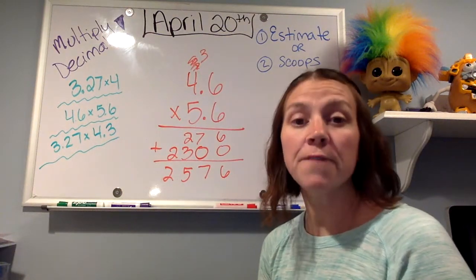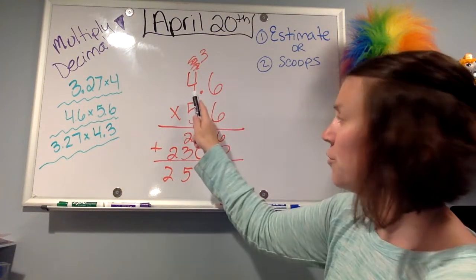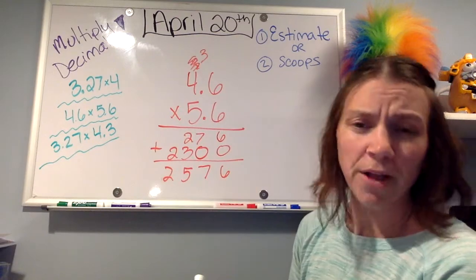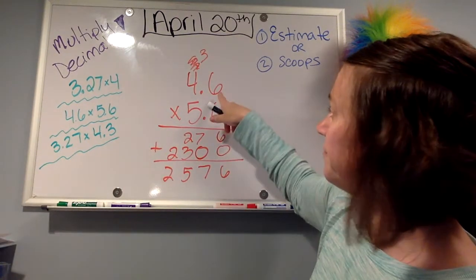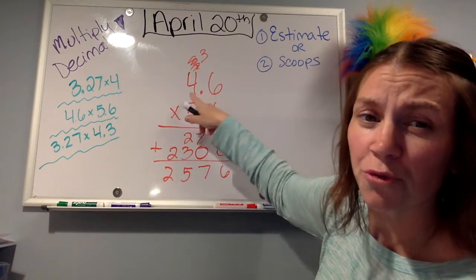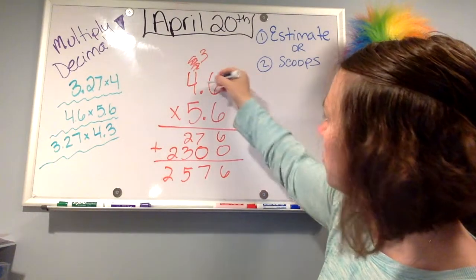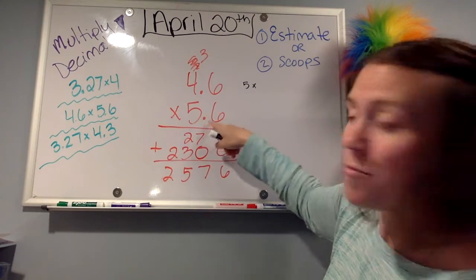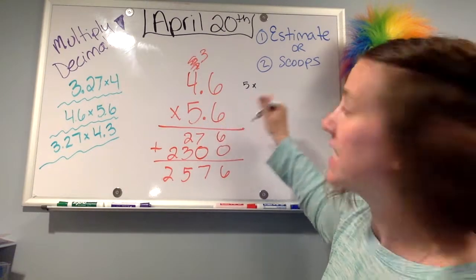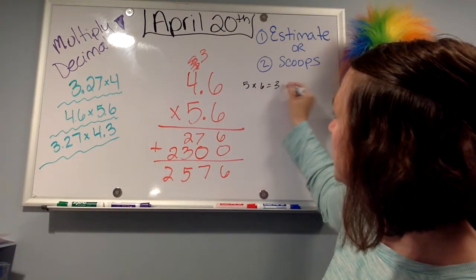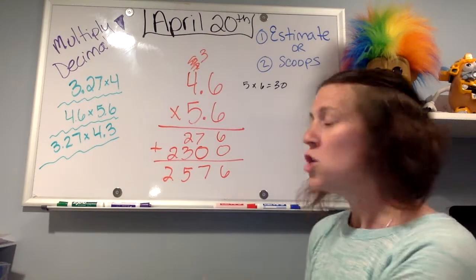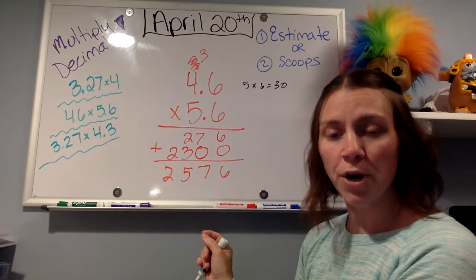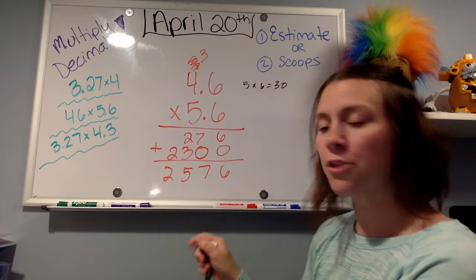So if I like to estimate 4 decimal 6, well, I know that this is closer to 5 than it is to 4, so I'm going to round this to a 5. And I'm going to round 5 and 6 tenths to 6. So I know that 5 times 6 is 30. So I would want to put my decimal somewhere where I would get an answer close to 30.